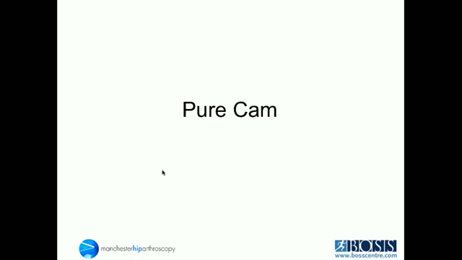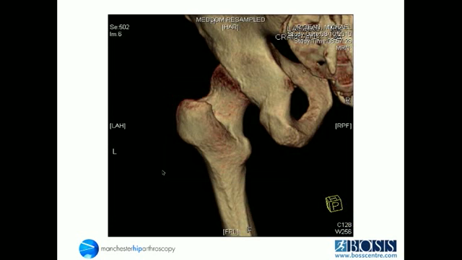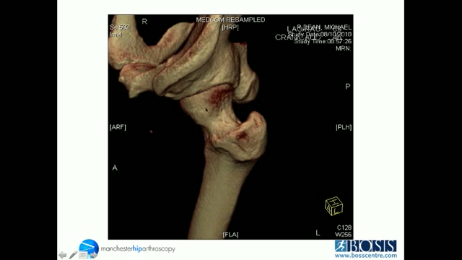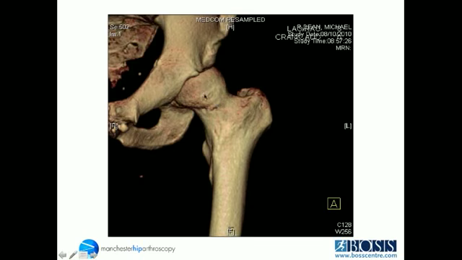So looking at a pure cam deformity, here's a man in his 20s, and this is the posterior view of the hip. So nice ball, concave neck, concave inferior neck. But when you look at the side view, you can see that he has quite a large cam deformity, which is triangular in shape. When you look at the front view, again, we see that large deformity there. And so knowing that he had this deformity, we were able to preoperatively plan carefully and resect that whole region.